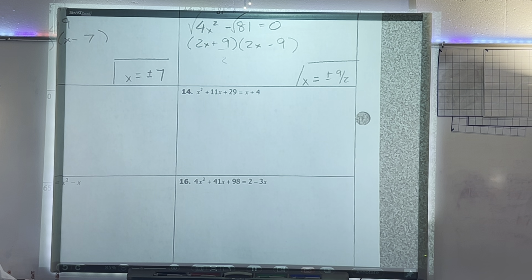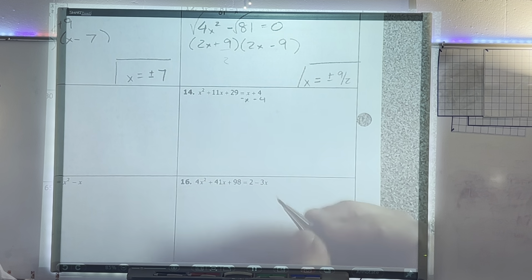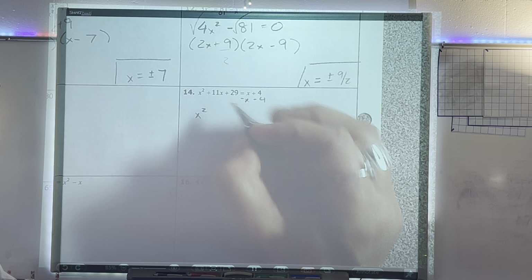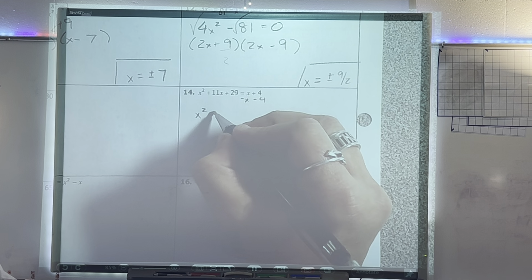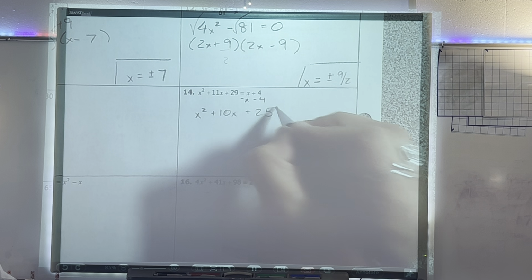I need to get everything on the same side. So I'm going to subtract my x and I'm going to subtract my 4. So that's going to give me x squared. When I subtract x, that's going to give me a 10x. And when I subtract 4, that's going to give me a 25.